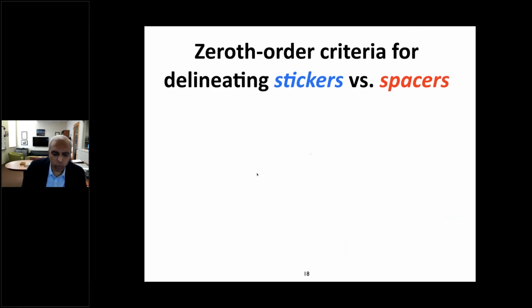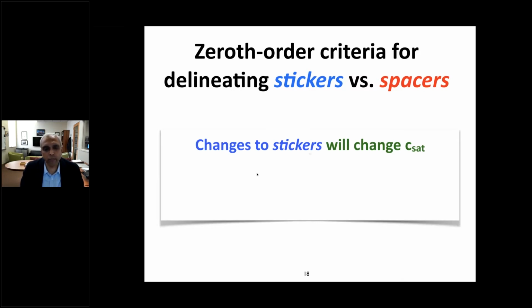Okay. With that background in hand, what we end up with is a sort of zeroth order defining criterion for delineating stickers versus spacers, and that would be the requirement that in an intrinsically disordered region, if we were to make changes to stickers, because they provide the specific interactions that drive phase separation, changes to stickers, whether in terms of their identity or in terms of their number, will change the saturation concentration.